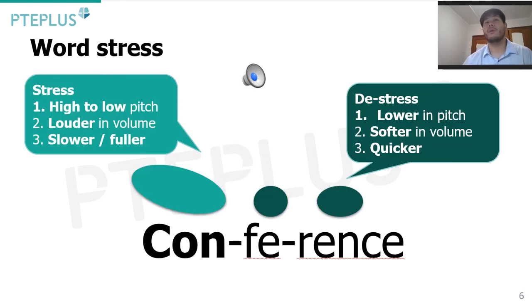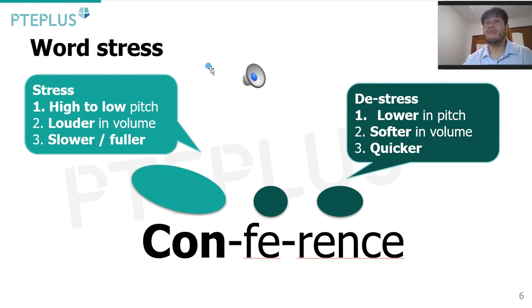Now, let's have a look at word stress. Word stress has 2 purposes. 1, word stress can help us improve our pronunciation. The second thing that word stress helps us with is it helps the machine recognize the word. So if we don't have the correct word stress, the machine might not hear or understand the word as well. So word stress helps with pronunciation as well as content.